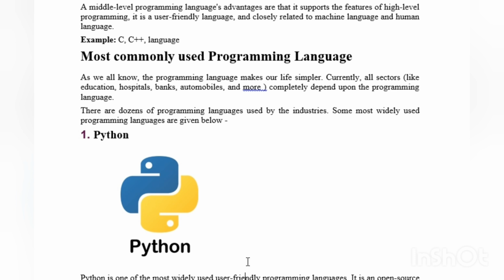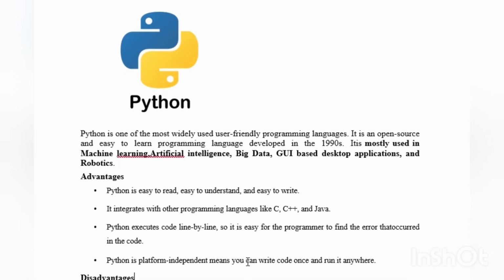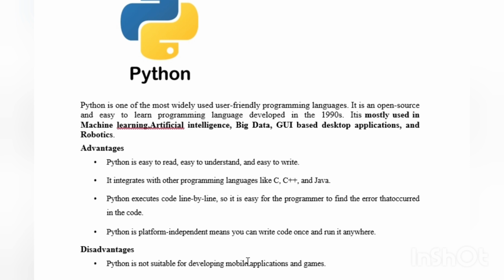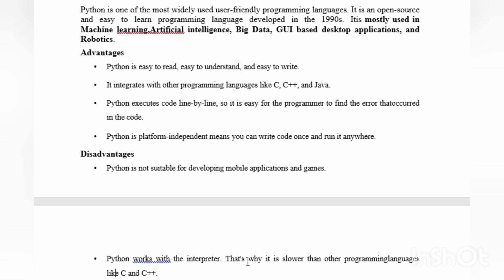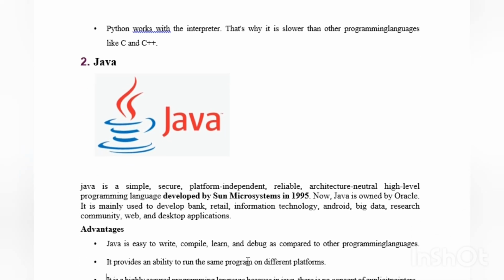So basically nowadays the programming language which is in great demand is Python. Python is the most user-friendly programming language. It has advantages like it is easy to read, easy to understand, easy to write. It integrates with other programming languages like C, C++. Python executes code line by line, so it is easy to find the error. Plus, it is platform independent. Disadvantages: Python is not suitable for developing mobile applications and games. It works with the interpreter.